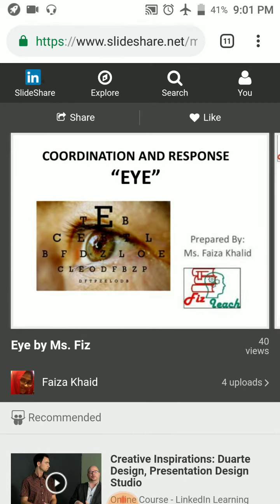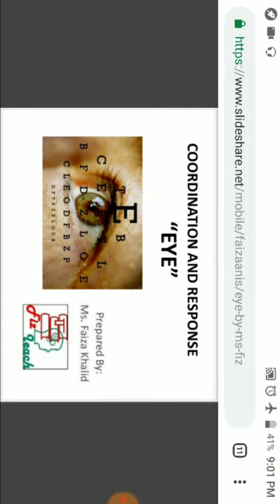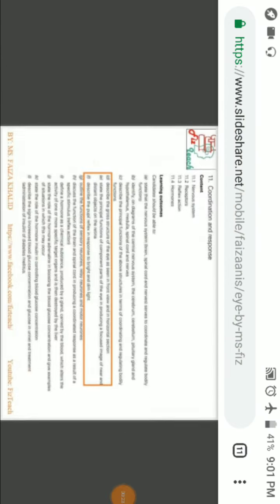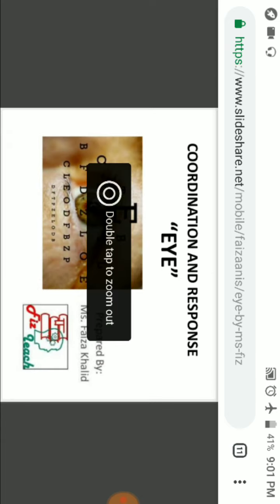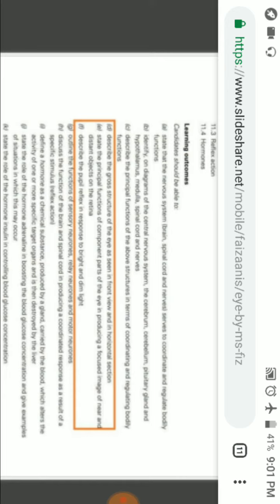All right. So today, as per the Biology 5090, that is the O level syllabus, we are going to cover the topic of the eye. The eye is actually a subtopic of coordination and response. As per the CIE syllabus, you just need to know the gross structure of the eye and its principal function, which involves seeing things which are near to you and distant from you, and things which are in dim light and in bright light.